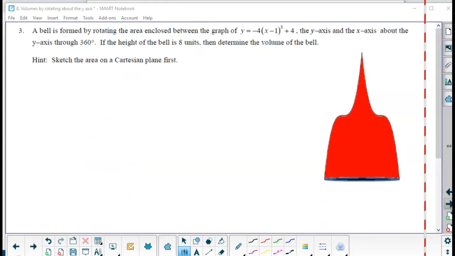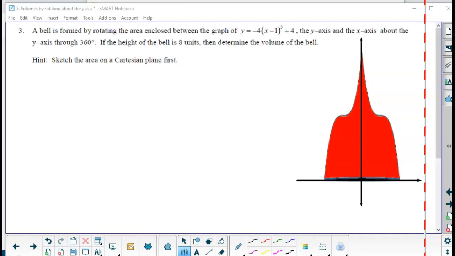Okay, so this one has a bell shape, and then we're rotating it about the y-axis to form a three-dimensional shape. For this one, put it on your paper. Can't remember if we put it on your notes paper. Anyway, it does look like this. So it's a bell shape that's going to be rotated about the y-axis from the x-axis.